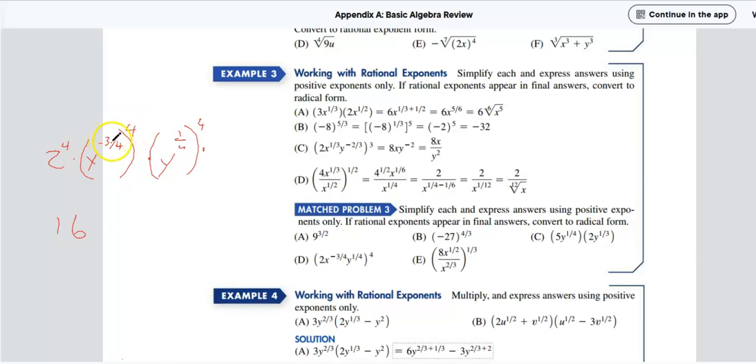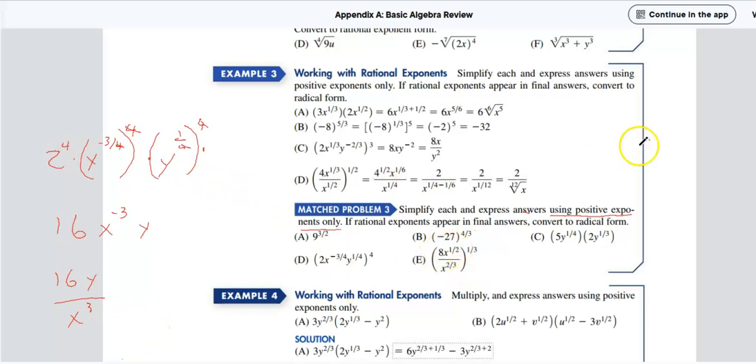Here I distribute this. This would be negative 3/4 times 4. Well, the 4s would cancel out, and I'm left with x to the negative 3. And then here, y to the 4th to the 1/4 power. Again, the 4s cancel out because I'm multiplying. So that would just be y. Now, does it say answer using positive exponents? It does. I have a negative exponent here. So I'm going to end up with 16y over x cubed.